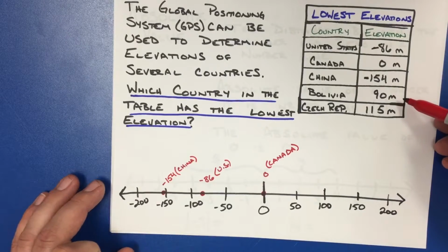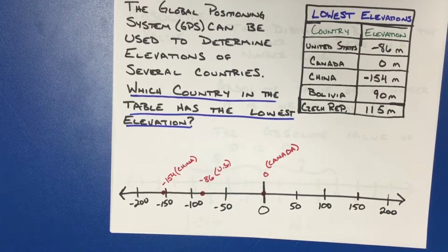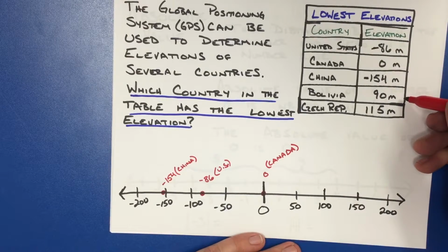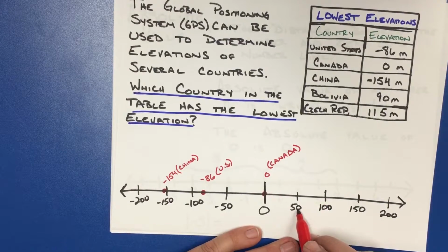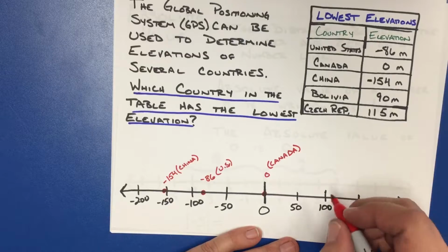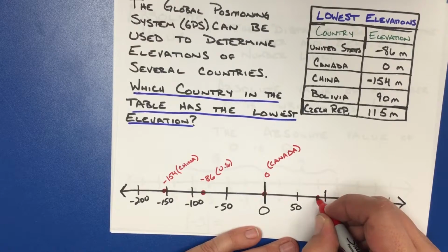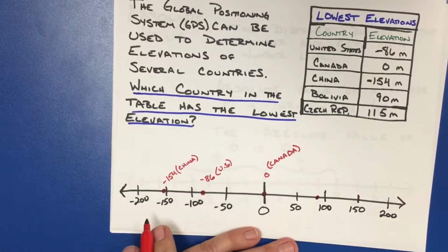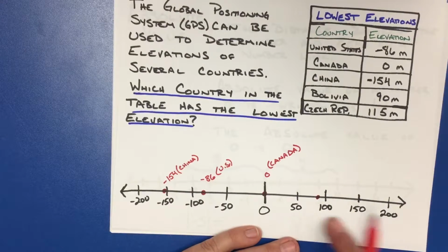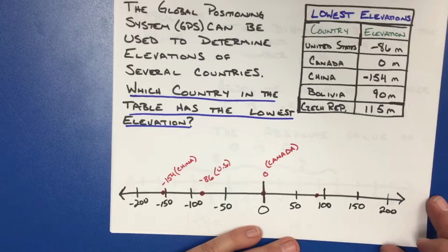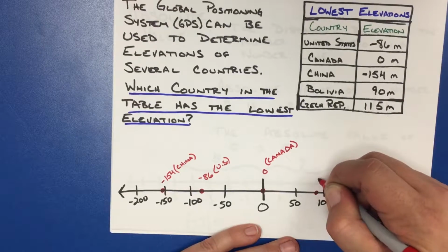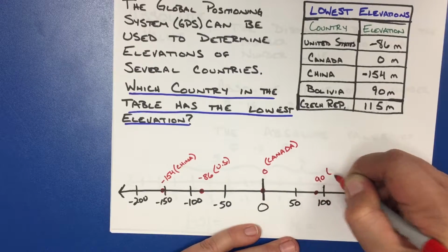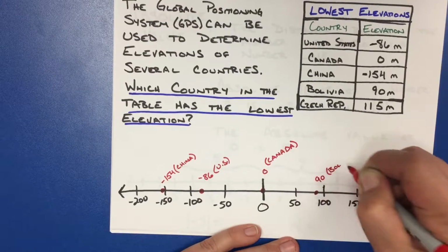So I can move on to Bolivia. Their lowest elevation is 90 meters. So 90 meters is going to be between 50 and 100, and a lot closer to the 100 than the 50. This one shouldn't be too tough. The negative ones are a little tricky, but over here, you've done this kind of stuff in years past. You know how to find where 90 would be between 50 and 100. But I'm going to label it anyway here, 90, and that is Bolivia.